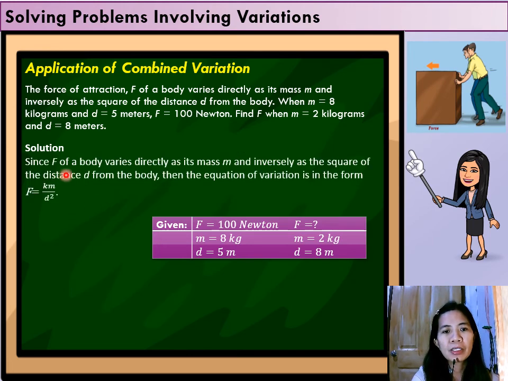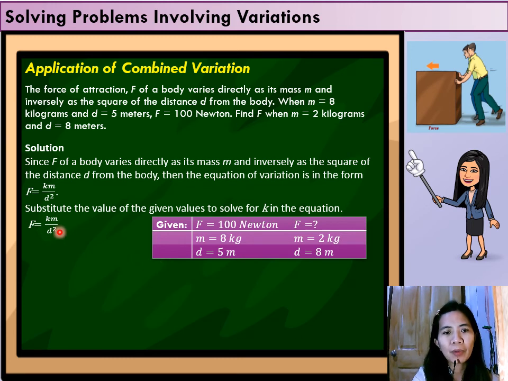Since force of the body varies directly as its mass and inversely as the square of the distance from the body, the equation of variation is in the form of F equals K times m all over d squared. So we are going to substitute the given values to solve for K, the constant. We're going to substitute. The given value of force is 100 equals K times 8 all over 5 squared. Okay, simplify.